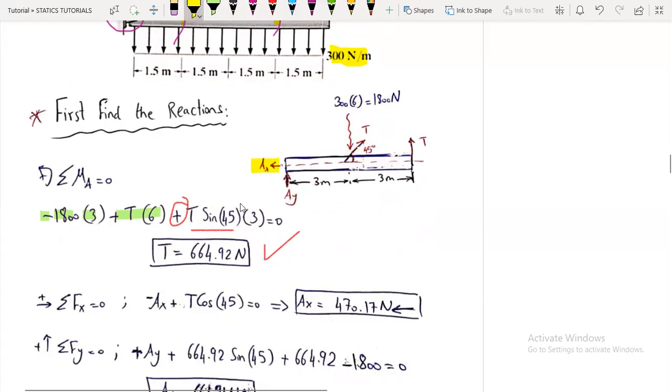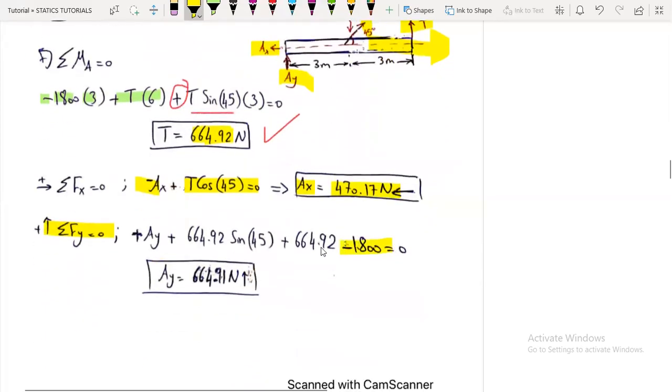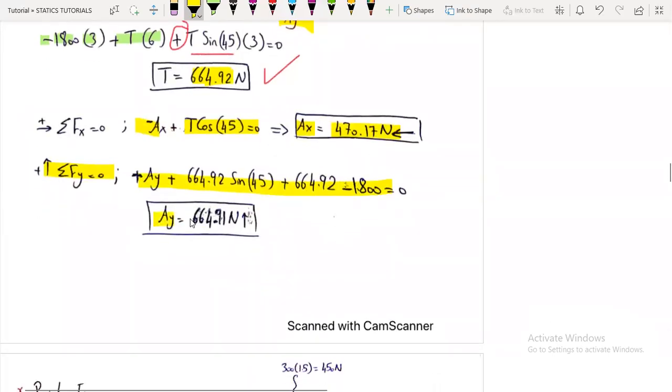Now, taking the summation of forces in the x direction, we have minus AX, and the horizontal component, so plus T cosine 45 equals 0, and T we have found the value, so AX will be 470.17 newtons acting to the left. Now taking the summation of forces in the y direction, we have plus AY plus T plus T sine 45 minus 1800 equals 0, and we'll get AY to be 664.91 newtons.